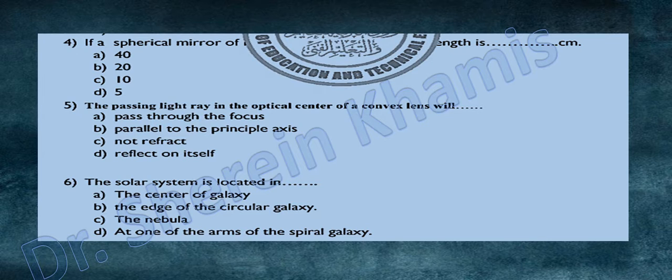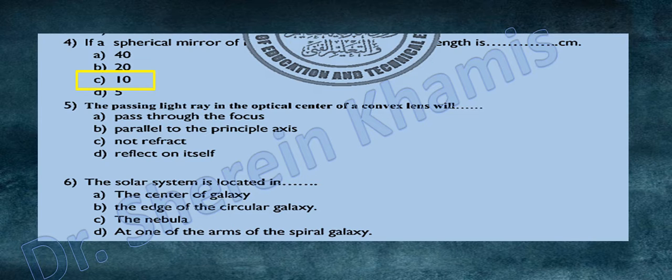So the radius of curvature is double the focal length. If we want to know the focus, F equals half R, so it will be half of 20, and the right answer will be 10 centimeters. Okay, let's go into question number 5.